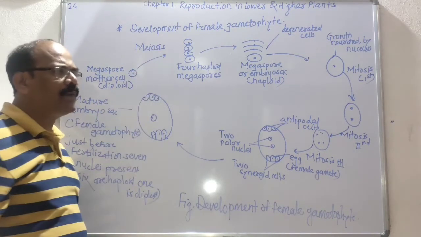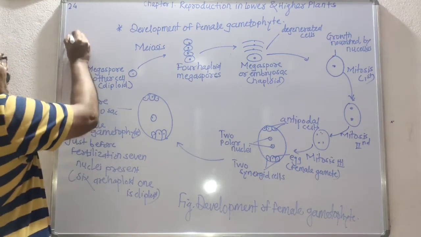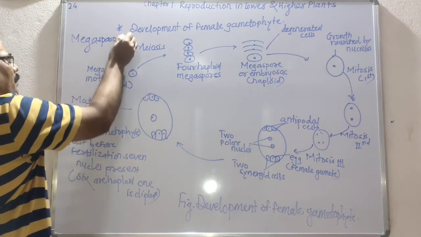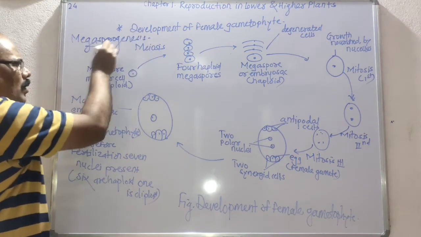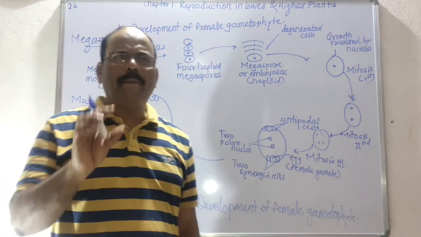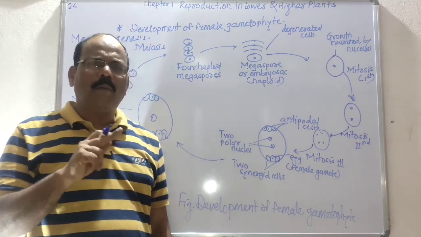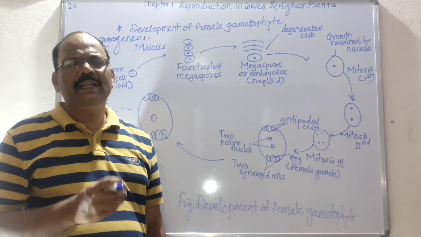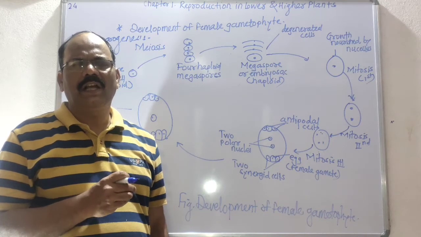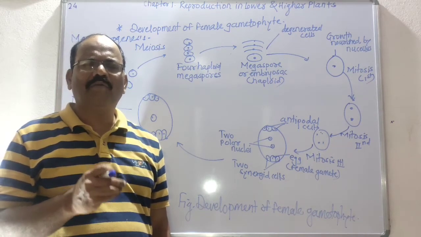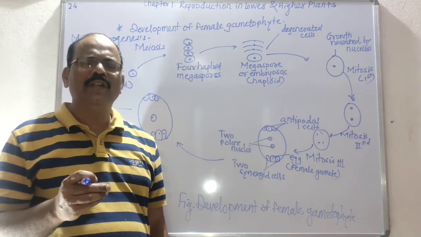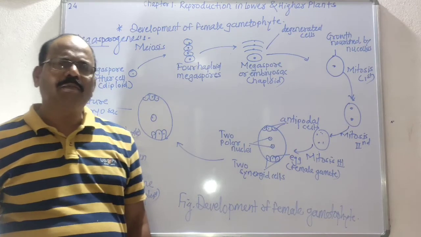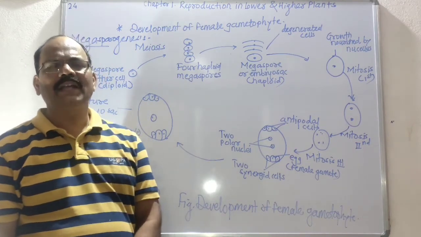Before going toward the development of female gametophyte, we learn about megasporogenesis. Megasporogenesis means the formation of haploid megaspore from diploid megaspore mother cell. In short form, we call that the MMC, megaspore mother cell. The formation of haploid megaspore from it is called megasporogenesis.